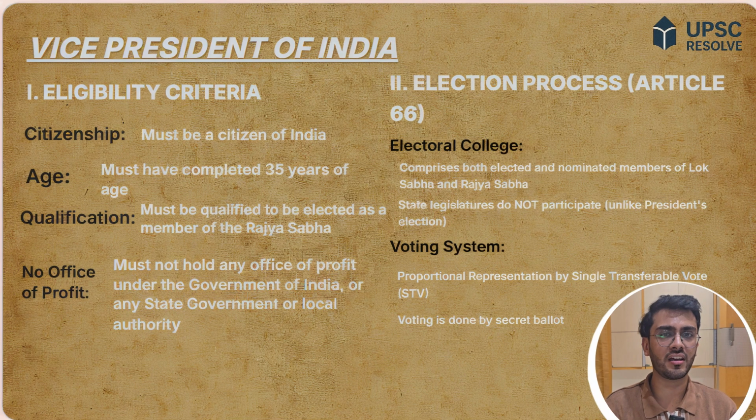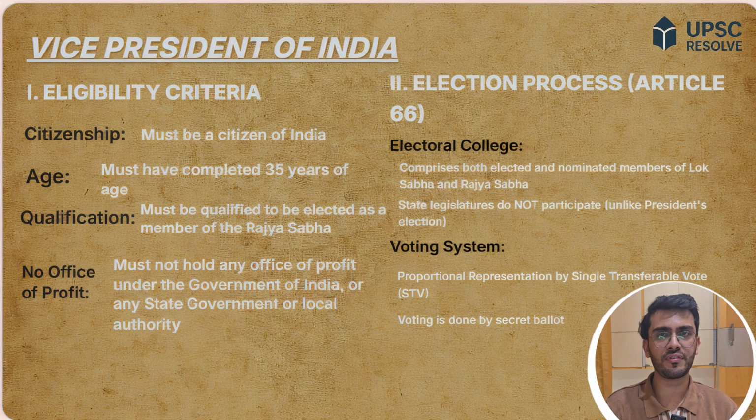See, there are four eligibility criteria to become a Vice President of India. First criteria is he should be above the age of 35. Second, he should be a citizen of India. Third, he should be qualified to become a member of Rajya Sabha. Fourth, he should not hold any office of profit. These are the four qualifications.